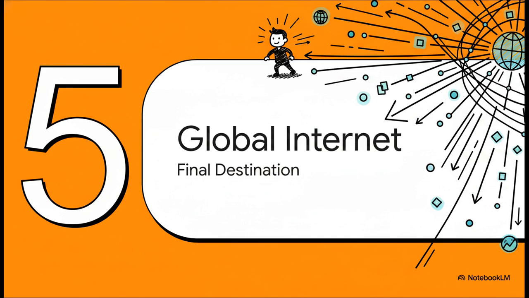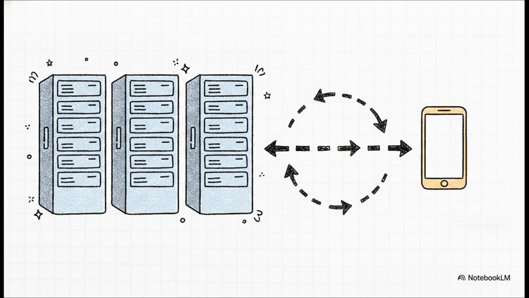Finally, step 5, the final destination, the global internet. Our light pulse arrives at the massive global servers. We're talking about colossal data centers for companies like Google, Netflix, or really whichever site you happen to be visiting. The data request is instantly processed by these servers, fulfilling your exact action.